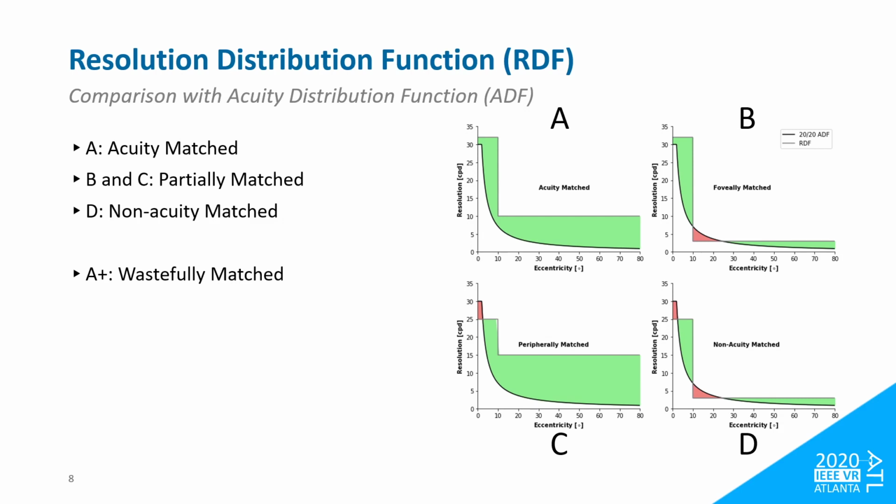Since relatively few HMDs on the market today actually support 20/20 visual acuity, except sometimes in the periphery, many existing HMD designs are actually type C or D.